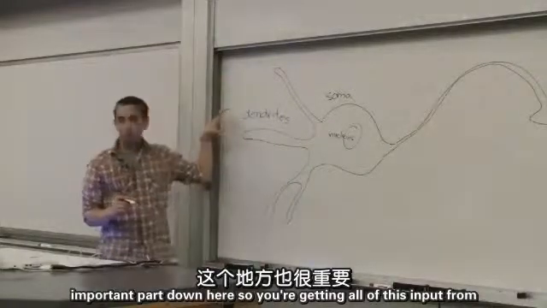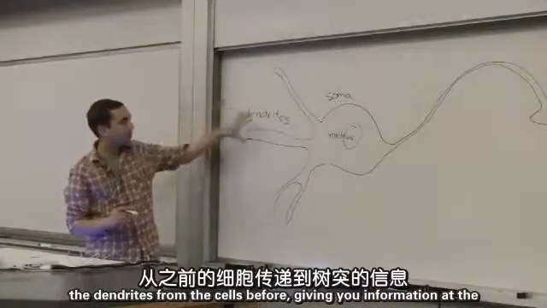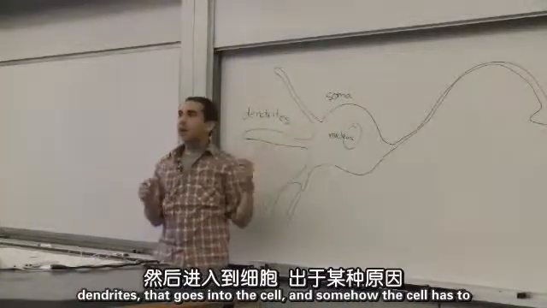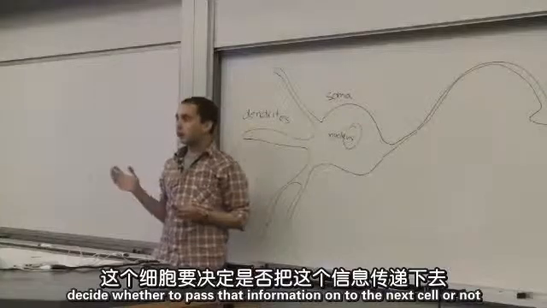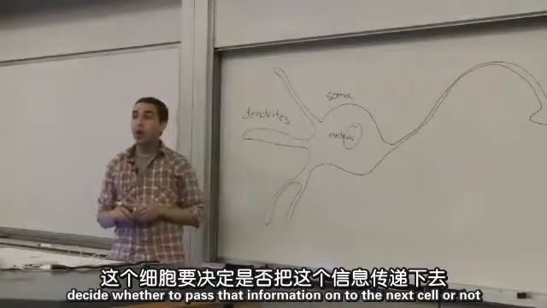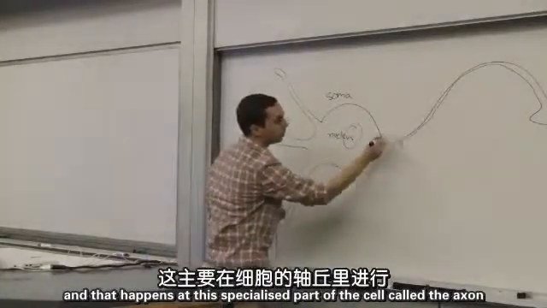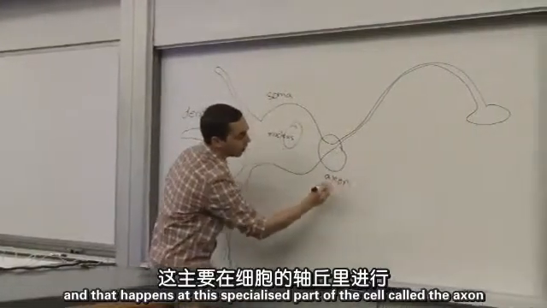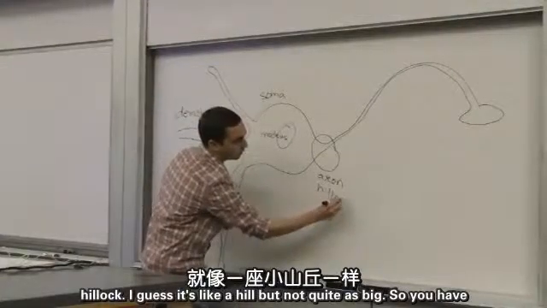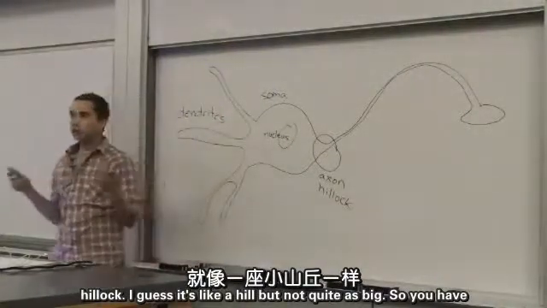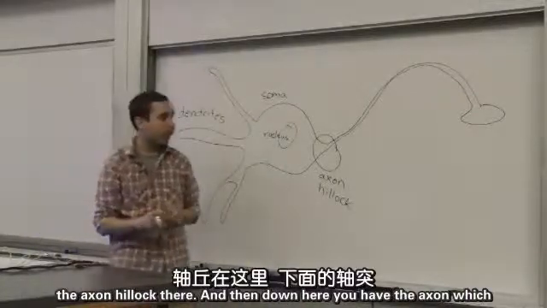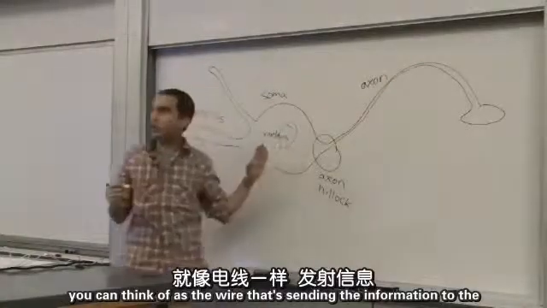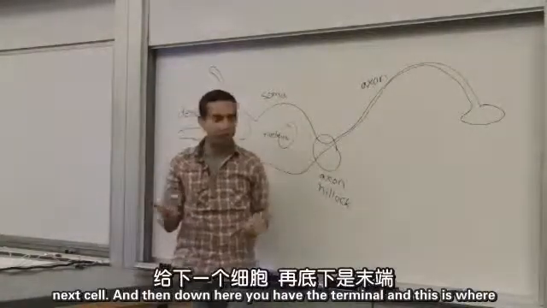You're getting all of this input from the dendrites, from the cells before, giving you information at the dendrites that goes into the cell, and somehow the cell has to decide whether to pass that information on to the next cell or not. And that happens at this specialized part of the cell called the axon hillock. It's like a hill, but not quite as big. And then down here you have the axon, which you can think of as the wire that's sending the information on to the next cell.